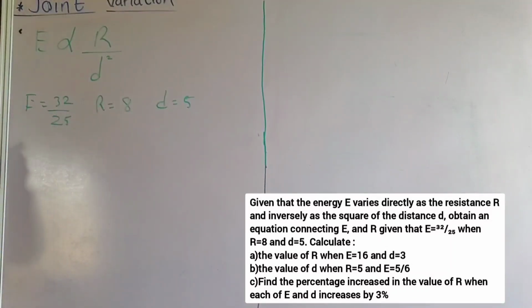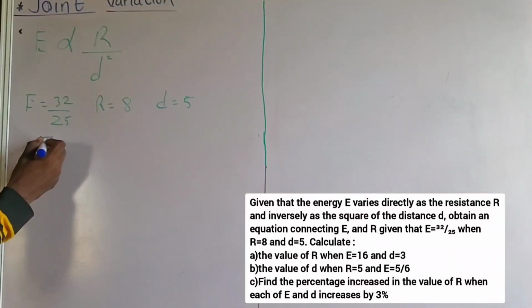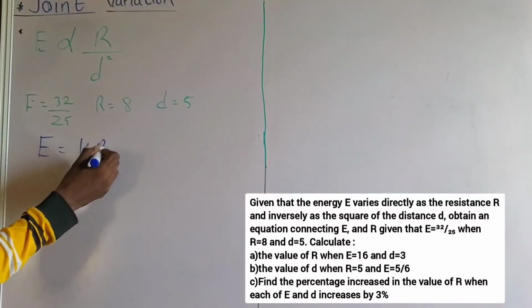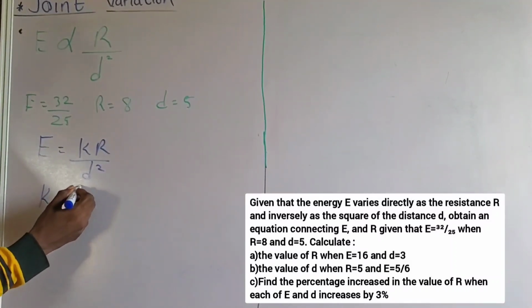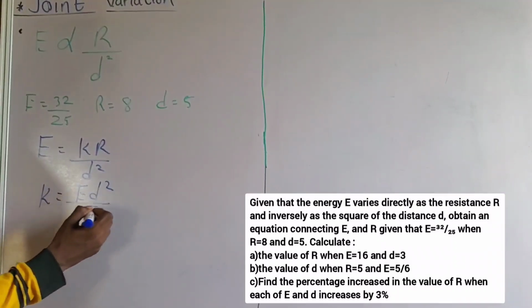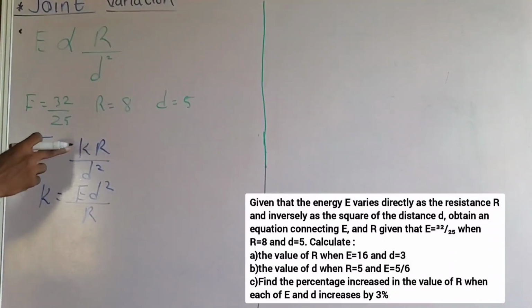Okay, and to solve this question, I know you are very aware that we have to first change the proportionality sign to an equals sign. So I'm going to introduce a constant. So I'm going to have E equals KR all over D squared. Do you understand? Okay, now I need to get the value of K before I can do anything. So K will be equal to ED squared all over R. You understand? I just make K the subject of the relation.